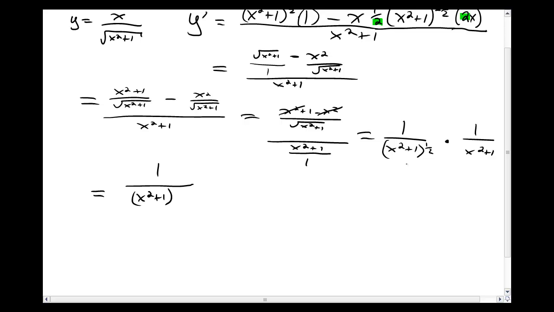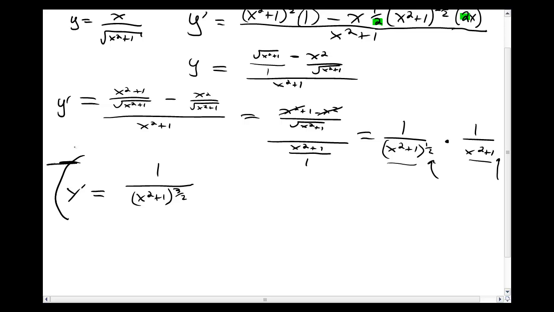When I multiply two things that have the same base together, I simply add their exponents. This guy here has a 1/2. This guy's exponent here is a 1, so I get myself a 3/2. So this right here is my first derivative.